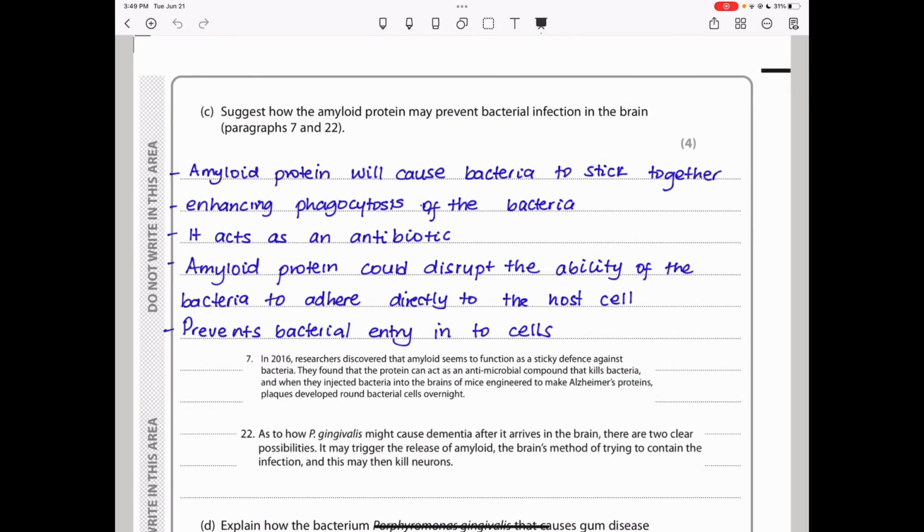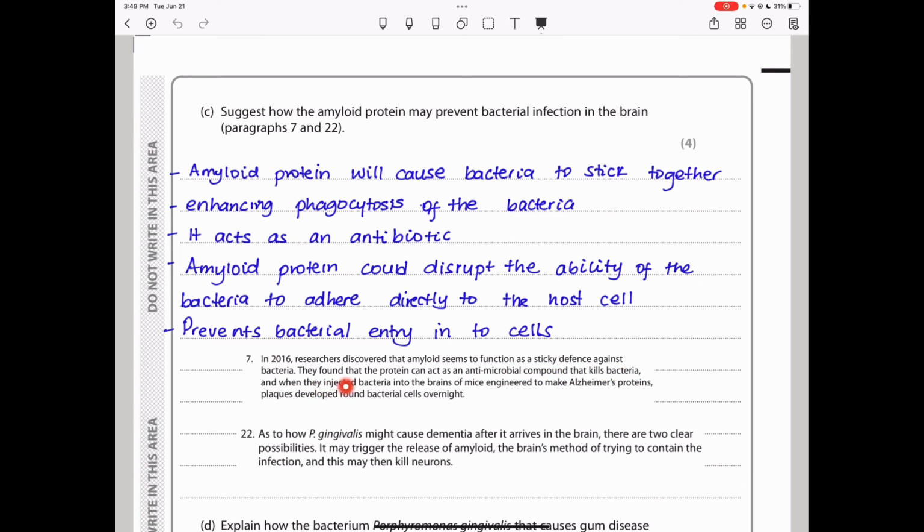Part C suggests how the amyloid protein may prevent bacterial infection in the brain. Paragraph 7 and 22. So paragraph 7 said, in 2016, researchers discovered that amyloid seems to function as a sticky defense against bacteria. Now, this is very important, sticky defense against bacteria. They found that the protein can act as an antimicrobial compound that kills bacteria.